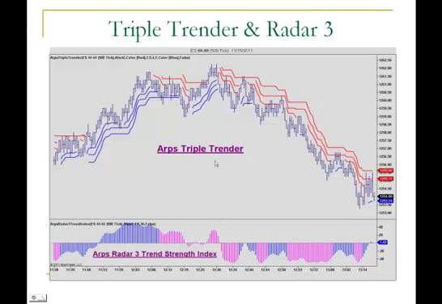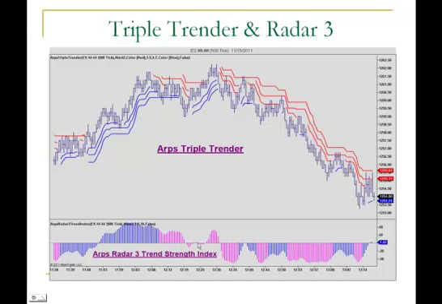So when we put them together, we have some really powerful analysis that keeps us out of trades we don't want to be in. For example, this right here where we were looking at a moment ago, where the 3 trenders turned bearish, you can see the trend strength index was still bullish, albeit weak. It was not a confirmed bearish trend. So I don't like to trade when the trend is not confirmed very strong.